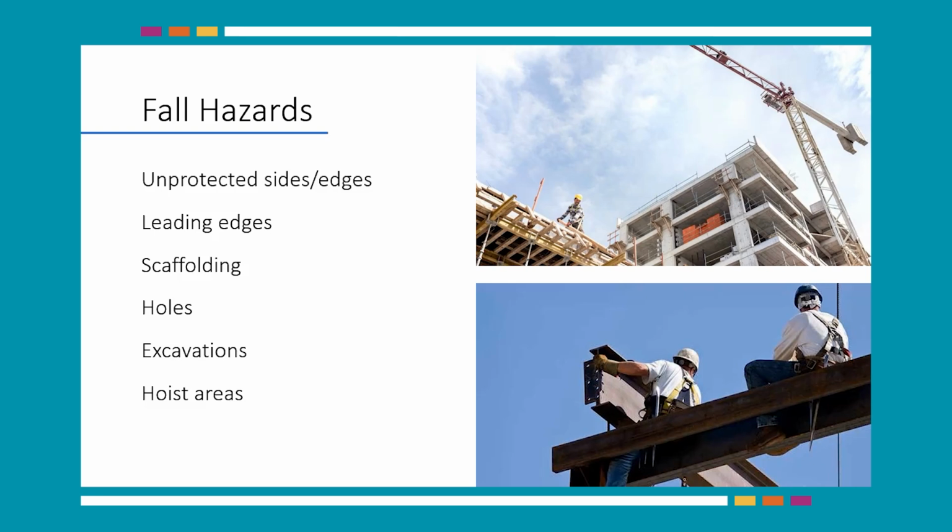Employees in a hoist area must be protected from falling 6 feet or more to lower levels using guardrail systems or personal fall arrest systems. If guardrail systems are removed to facilitate hoisting operations, employees must be protected from fall hazards using a personal fall arrest system.